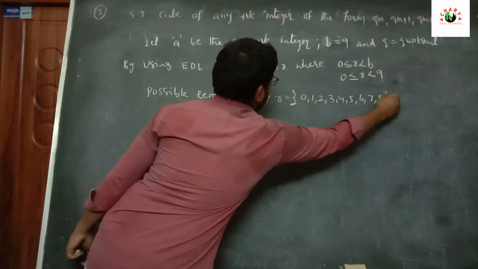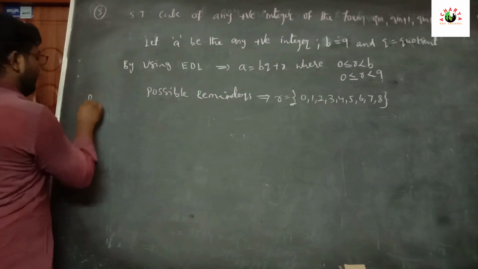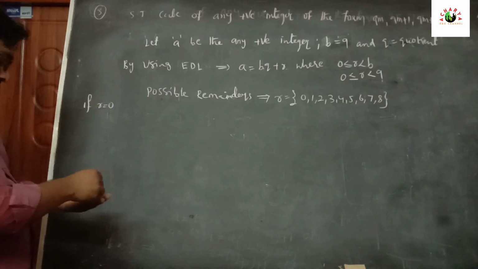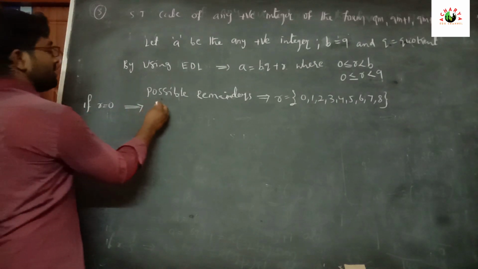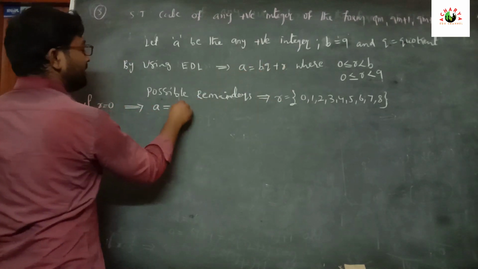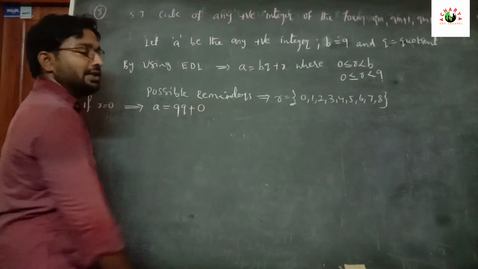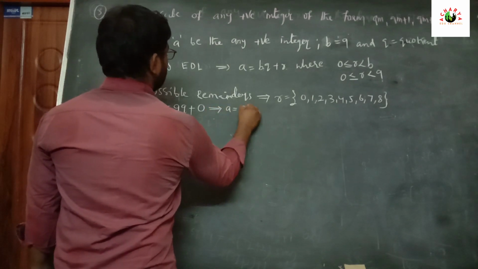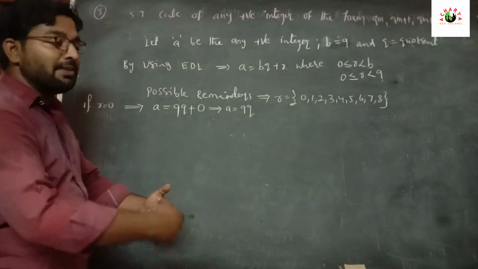Now first case, if r is equal to 0. If r is equal to 0, tell me, then a is equal to what? What is the value of b here? The value of b is 9, and q plus the remainder is 0. The remainder is 0, so that implies a is equal to 9q. What is the next step? In first case, directly. Okay now.